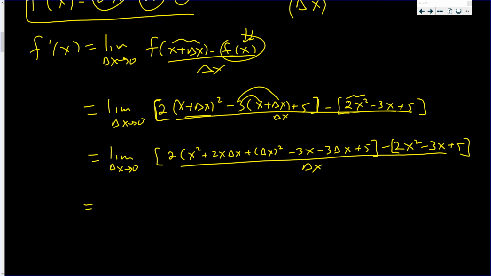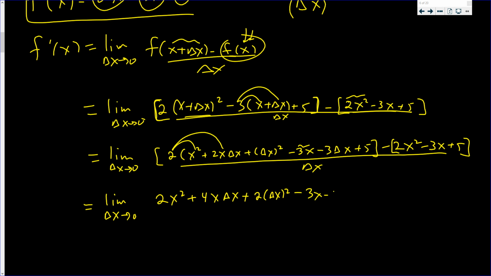Other than writing down this stupid limit as delta x goes to 0. Do not take calculus if you don't know your algebra. This is 2x squared plus 2 times 2 is 4x delta x plus 2 times delta x squared minus 3x minus 3 delta x plus 5. Okay, this is all distributed out in the first bracket.